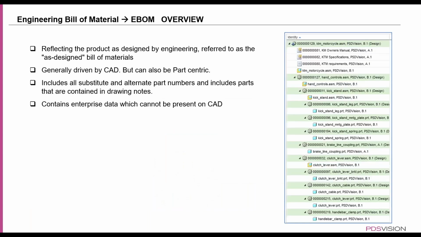Then the way Windchill captures this is, I can create a bill of materials called an EBOM, right? So this is basically what reflects the product as designed by the engineering team. So this is normally referred to as the designed bill of material. And normally, this sort of bill of material is driven from CAD. So when you check in your CAD, it will automatically generate the same structure bill of material for you. That way, we call that process CAD-centric.